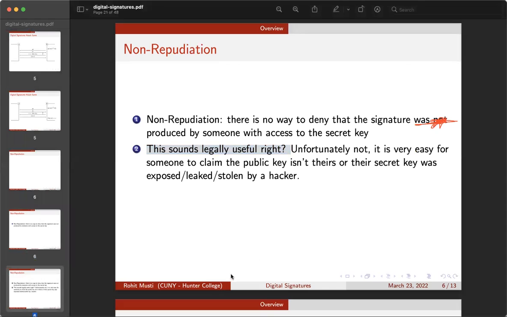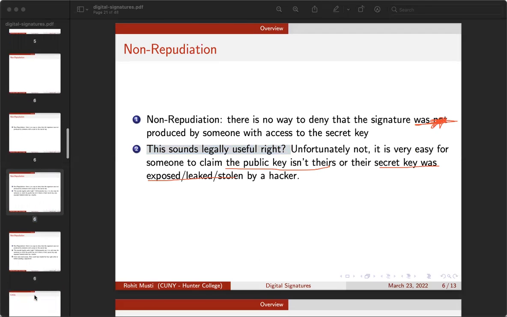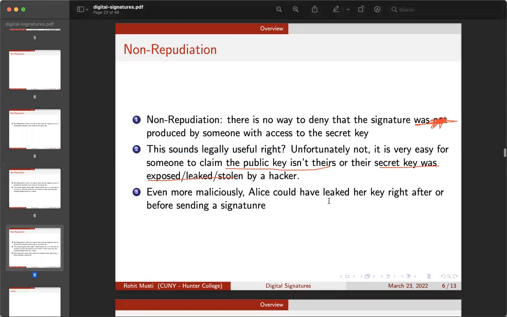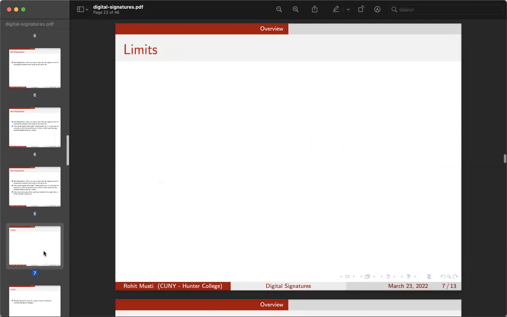Unfortunately, it's very easy for someone to either claim that the public key isn't theirs or that their secret key was compromised, whether it was exposed, leaked, stolen by a hacker, etc. In fact, even maliciously, Alice could have leaked her key right after or before sending a signature. So even though non-repudiation exists, it's not often useful as a property for legal things.